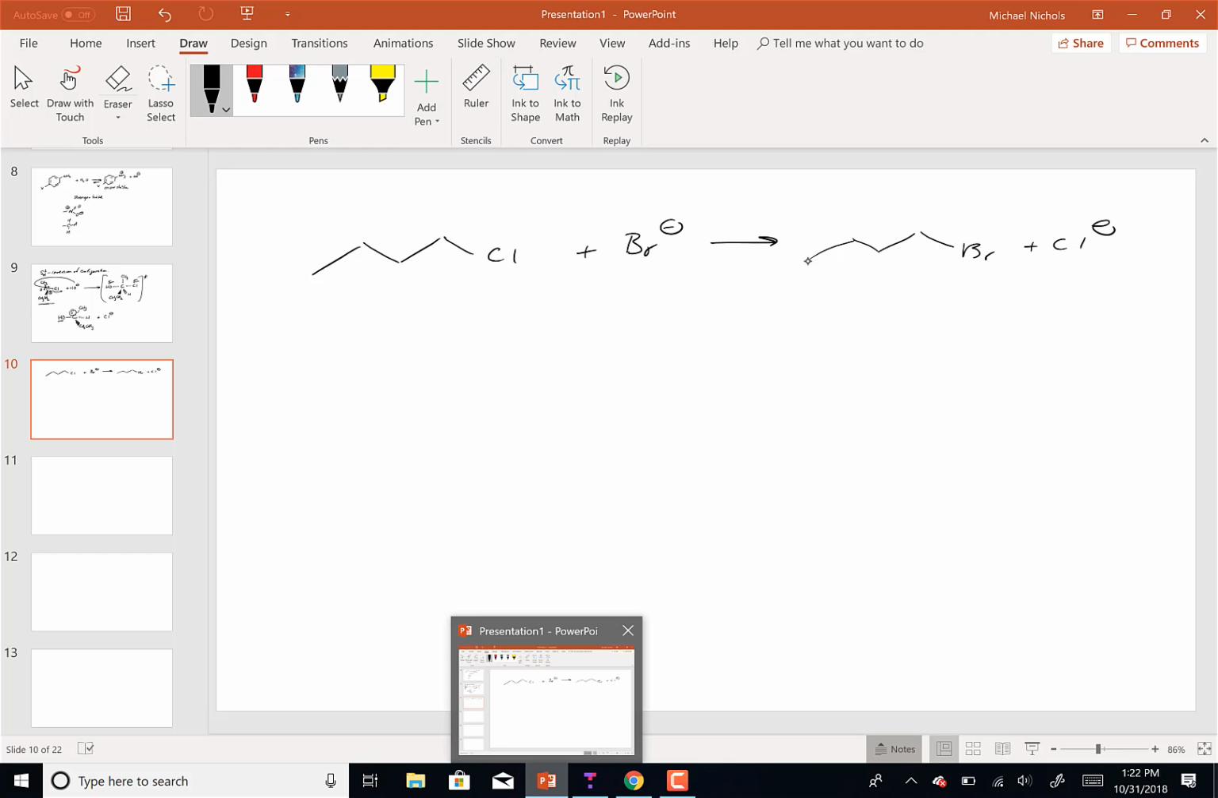So do we need to include transition states? Yes. In an SN1 or an SN2 mechanism, plan on writing the transition states for each step. And that includes the SN1.